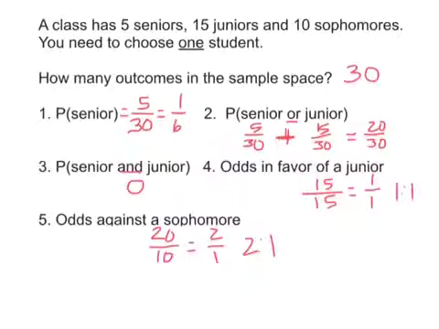I'd like to remind you of one last thing before the video is over, and that is if you look at both of your odds answers, if you add up the numerator and denominator, 15 and 15, you get the total number of outcomes, 30. If you add 20 and 10, you get the total number of outcomes of 30. That will always be the case for odds.